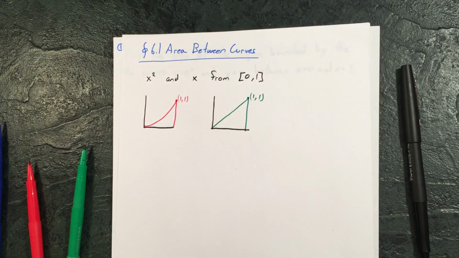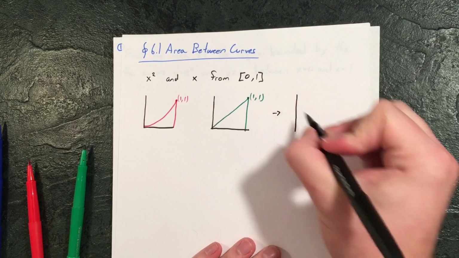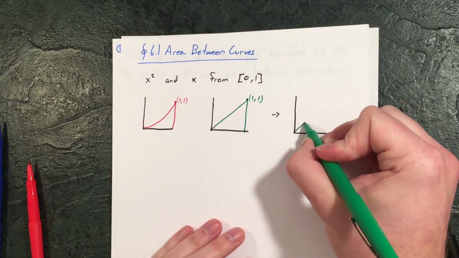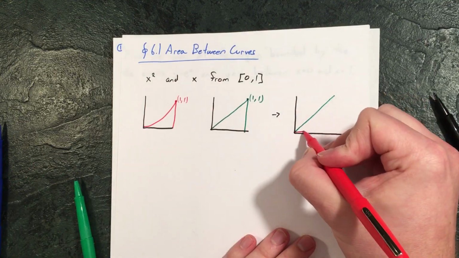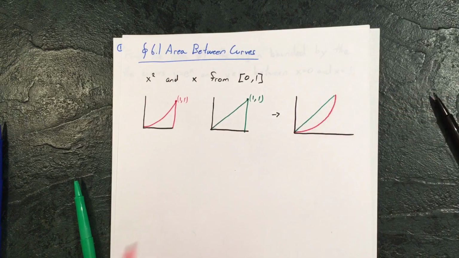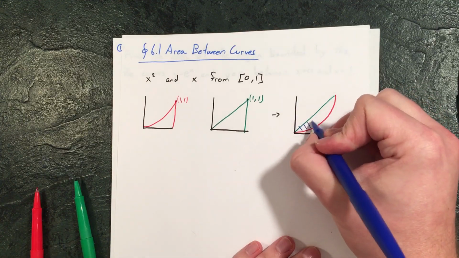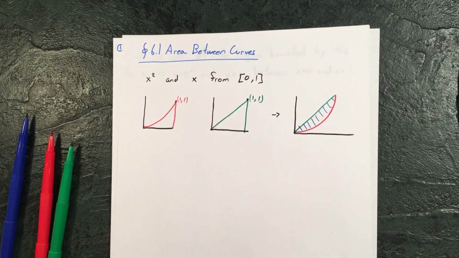And if we want to find the area between these curves, maybe we have to overlap them, and we're seeing that they would look like this. The exact area we're looking for is going to be this little sliver that's left over. We have had a strategy to do stuff kind of like this before.